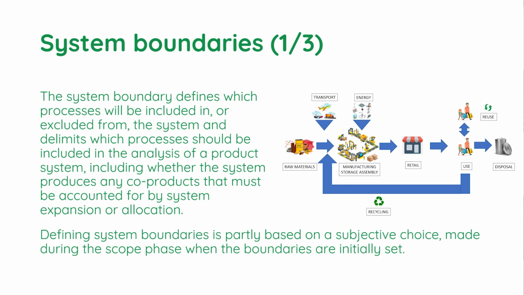The system boundary basically defines which processes will be included in or eventually excluded from the system, and it delimits which processes should be included in the analysis of a product system, including, for example, whether the system produces any co-products that must be accounted for by system expansion or allocation. Defining system boundaries is partly based on a subjective choice made during the scope phase, when the boundaries are initially set.